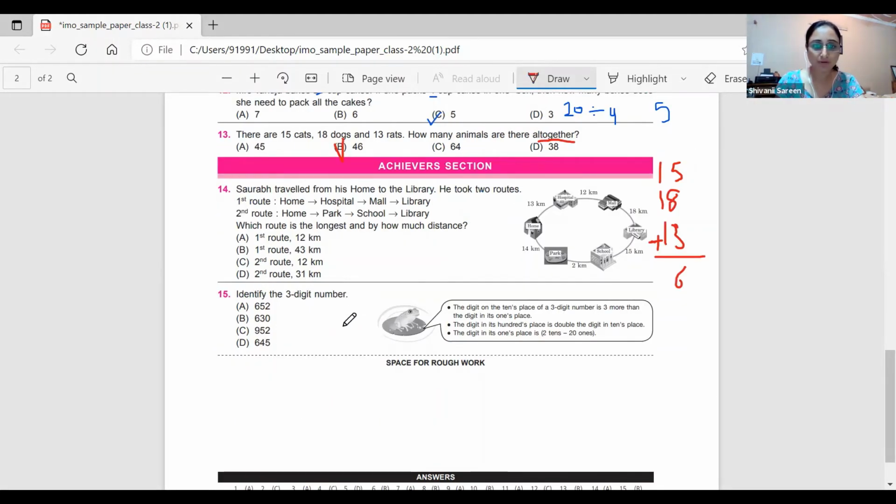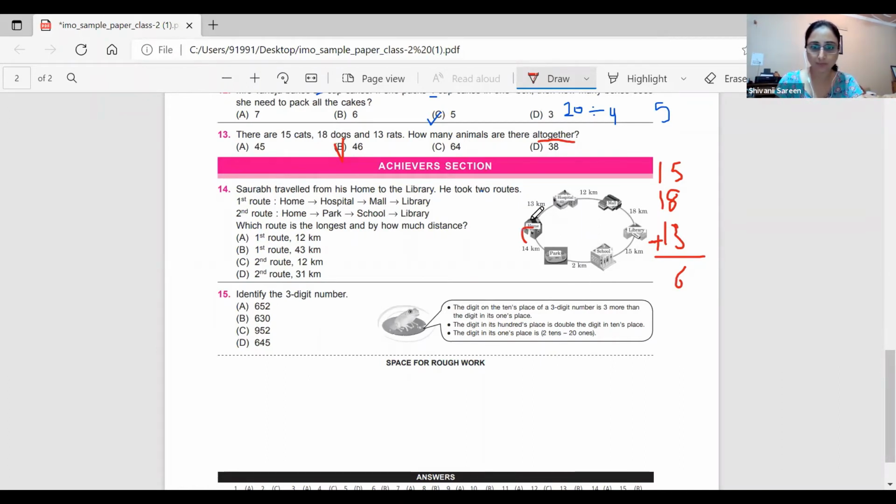Saurabh traveled from his home to the library. He took two routes. Now I'm doing question number 14. Route 1: home to hospital to mall to library. So now, where is home?